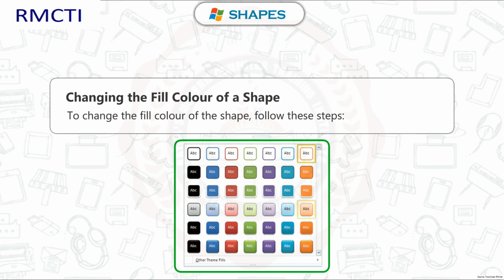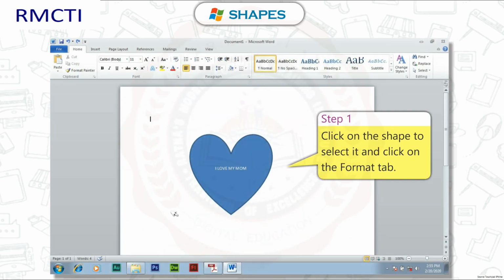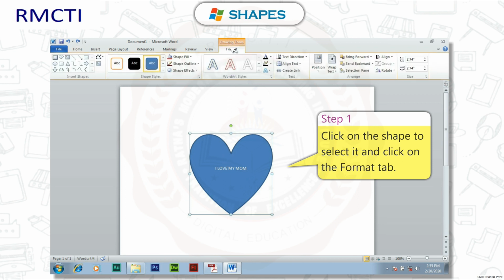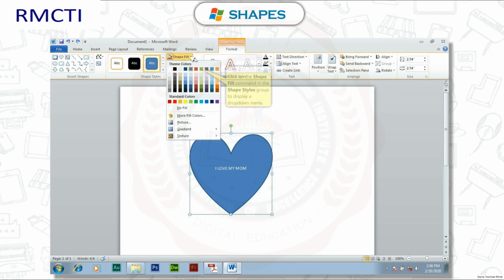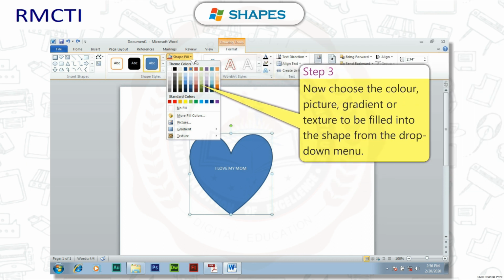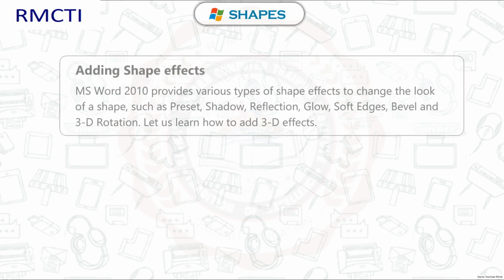Changing the fill color of a shape. To change the fill color of the shape, follow these steps. Step 1. Click on the shape to select it and click on the Format tab. Step 2. Click on the Shape Fill command in the Shape Styles group to display a drop-down menu. Step 3. Now choose the color, picture, gradient or texture to be filled into the shape from the drop-down menu.